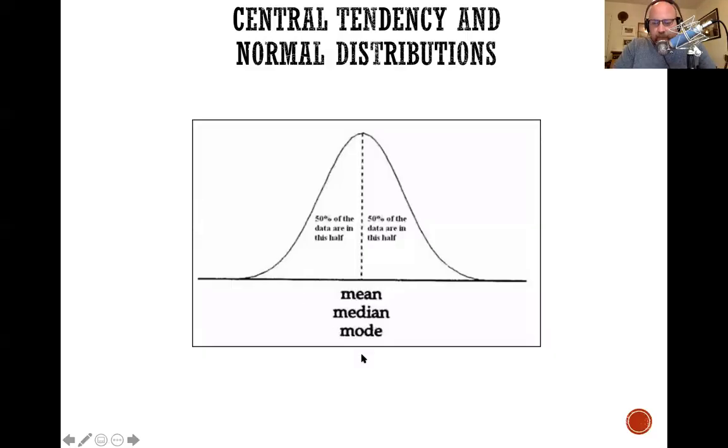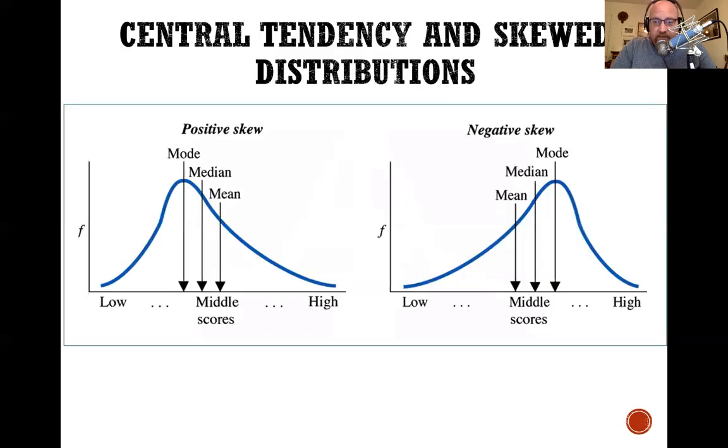Okay, now I think the last thing for this chapter is, what do you do if your distribution is not perfectly normal? What if it's interval ratio data, but you don't have a perfect bell curve? What central tendency should you use? And we know that the rule is that you use the median if you have ordinal data or if you have skewed interval ratio data.